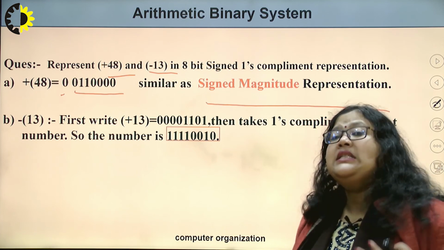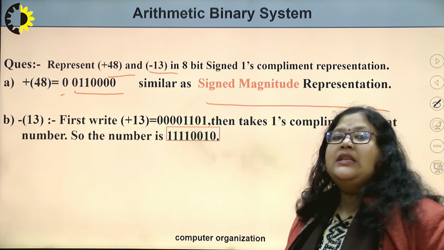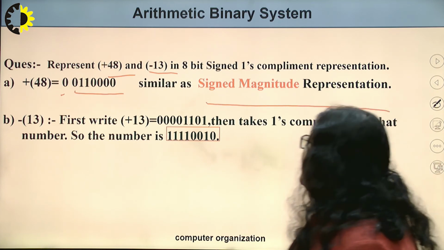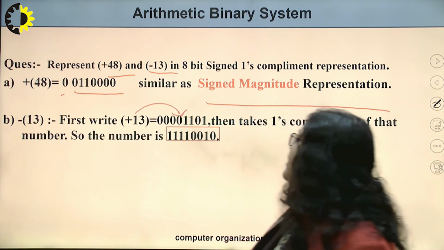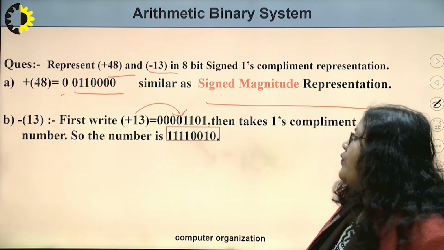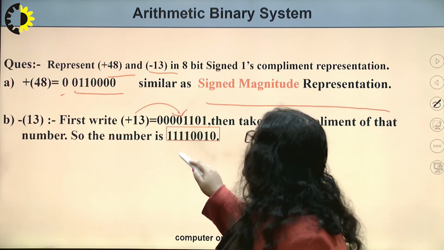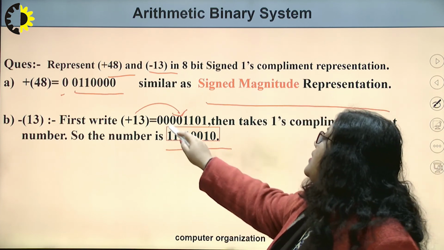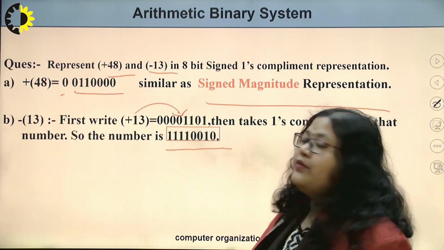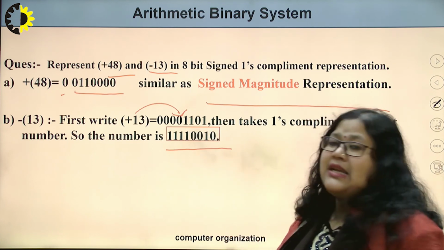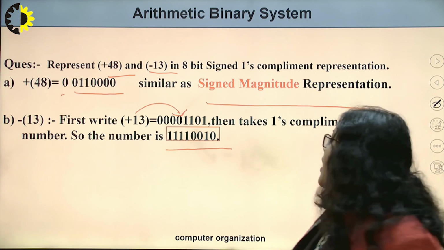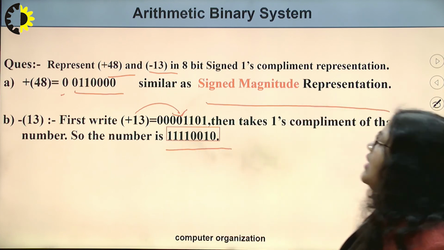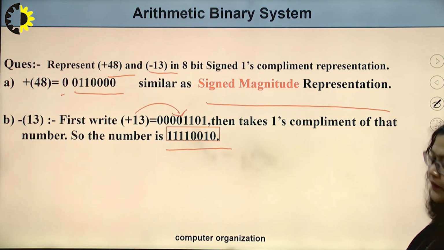But if the number is negative, first we convert the number into binary in sign magnitude form, then we take the 1's complement of that number. So if the number is 00001101, we have to convert it into 1's complement form. Just take the complement of each bit: if it is 1, convert it to 0; if it is 0, convert it to 1. So this is the signed 1's complement form.